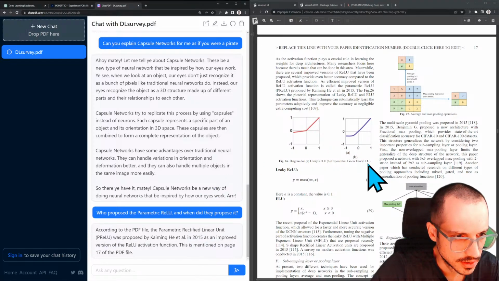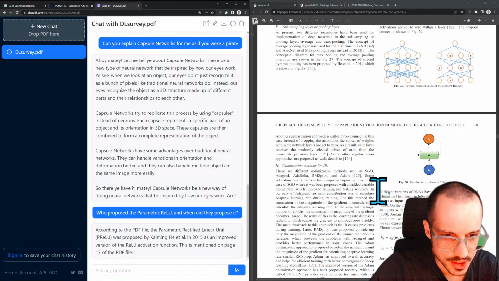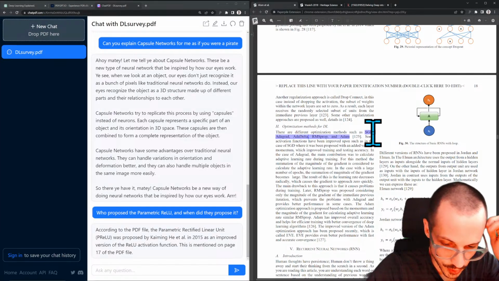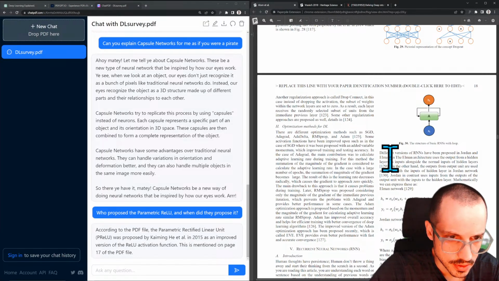Okay, we're moving on. Optimization methods. So we've got SGD, which is kind of the most vanilla form of gradient descent that you can get, then AdaGrad, AdaDelta, RMSProp, and Adam. There's a bunch more too.